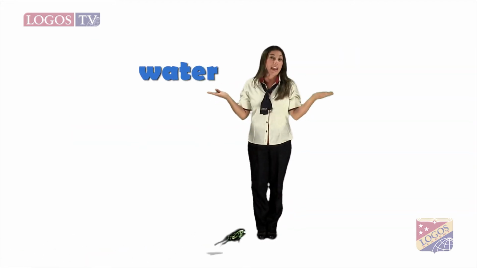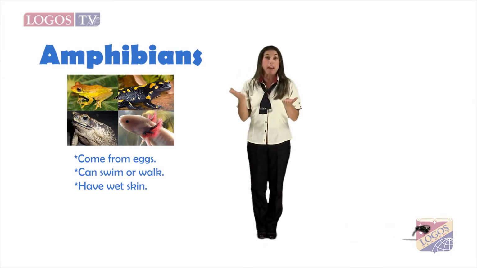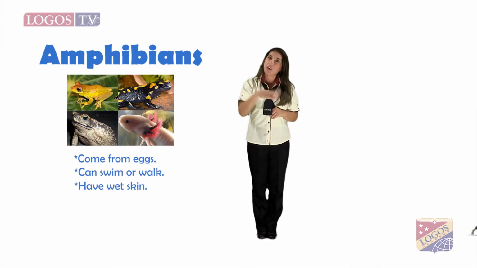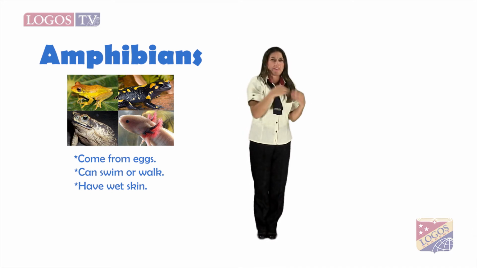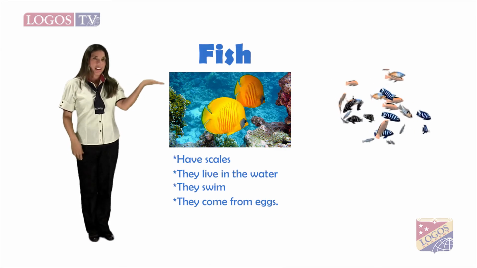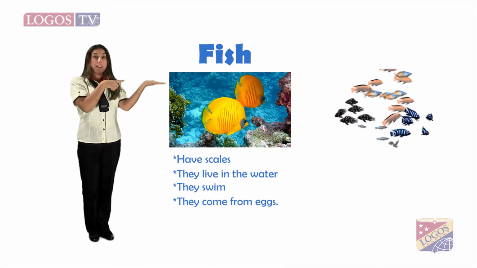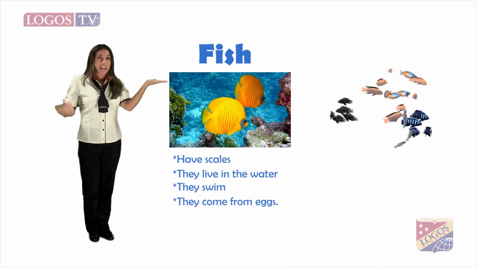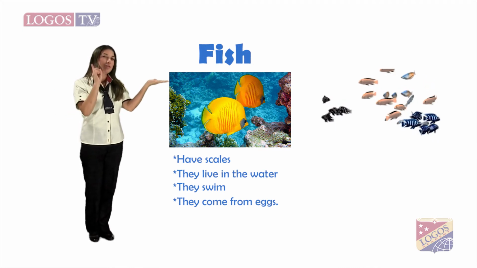Some animals can live in water and on land. They are called amphibians. They come from eggs. They can swim or walk, and they have a wet skin. But fish, they have scales. They live in the water. They swim and they come from eggs.